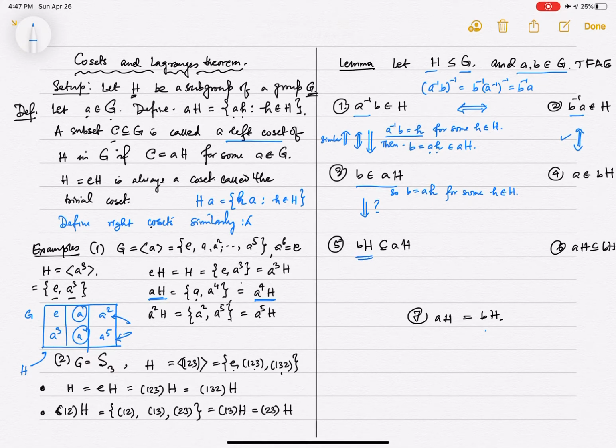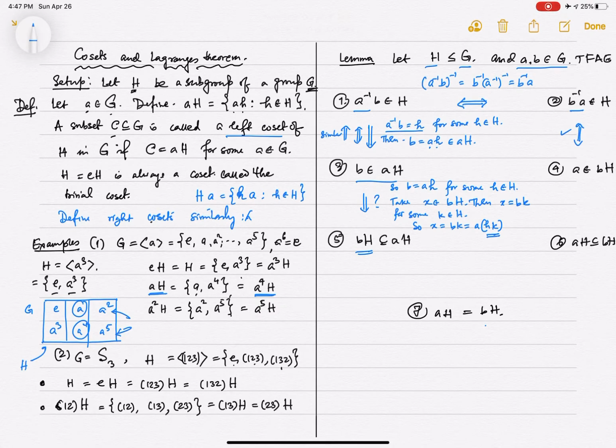Now, a typical thing in B times H looks like this. Take some X in B times capital H. Then this X is B times some element K in capital H. So X is B times K, but B is A times H, so X is A times H times K. And both H and K came from capital H, so H times K is still in capital H. So this is in AH.